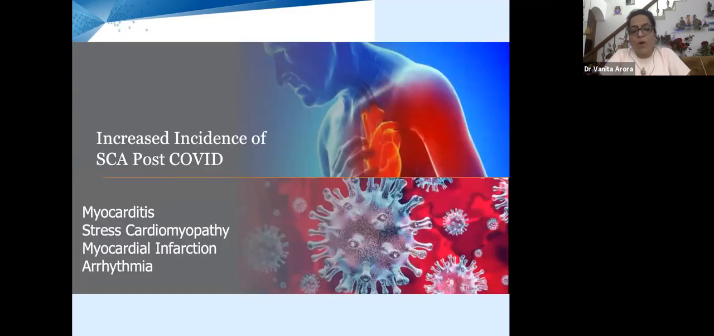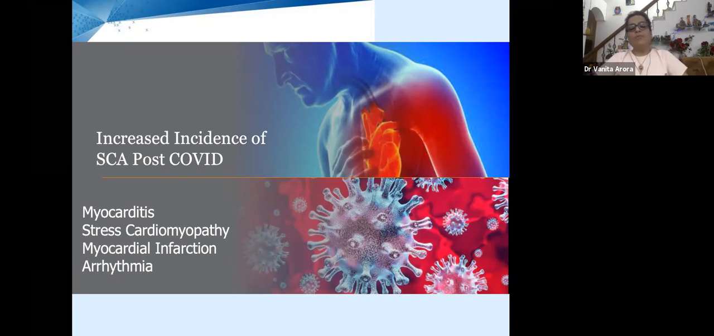Now, in COVID, sudden cardiac arrest incidence has increased. The main cause is myocarditis, the virus affecting the cardiac muscle per se. Due to the stress that the patient passes through during the COVID time, stress cardiomyopathy has occurred, which can cause arrhythmias. Of course, we have already discussed myocardial infarction, the clot formation in the arteries of the heart, which causes MI and also leads to sudden cardiac arrest because of ischemia.